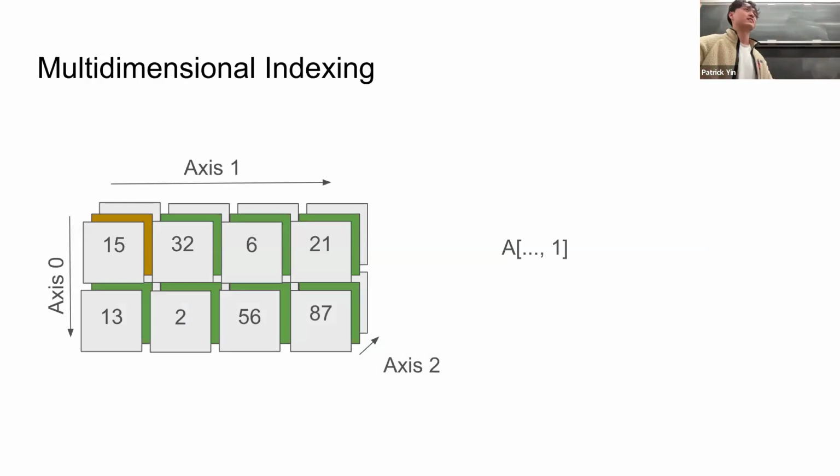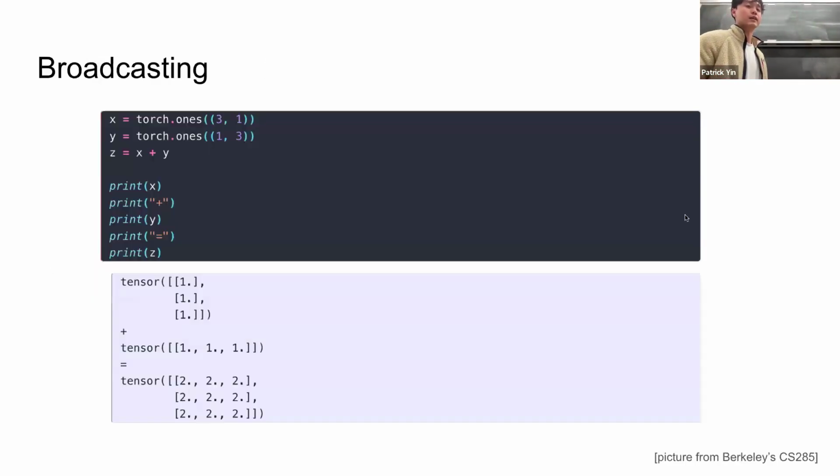How do we index arrays? How do we do arithmetic with arrays? And in Torch, they also implicitly have something called broadcasting. In this example, you can see we create a 3x1 array, and then we create a 1x3 array. If you add those together, it becomes a 3x3 array, because implicitly Torch will broadcast the 1 into a 3.